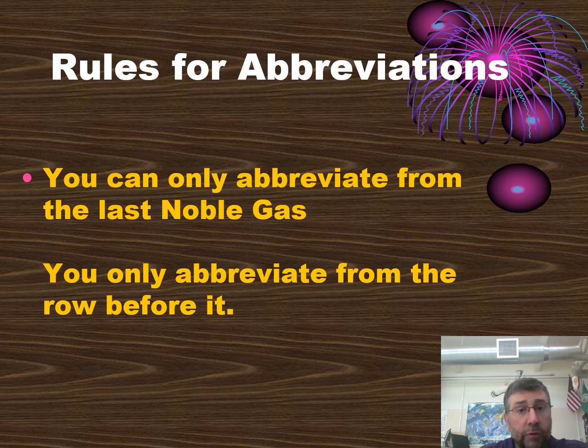A couple of rules for abbreviations: you can only abbreviate from the last noble gas. Don't go to an element before it in the same row, only abbreviate from that last noble gas.